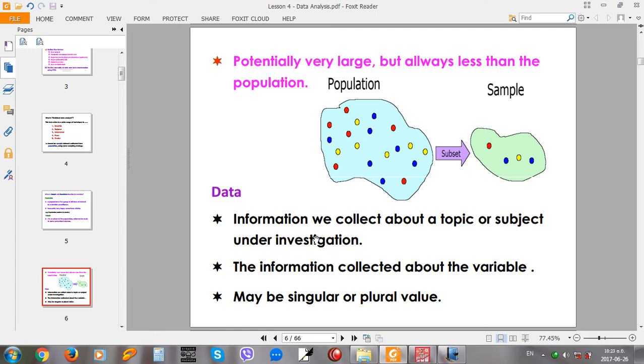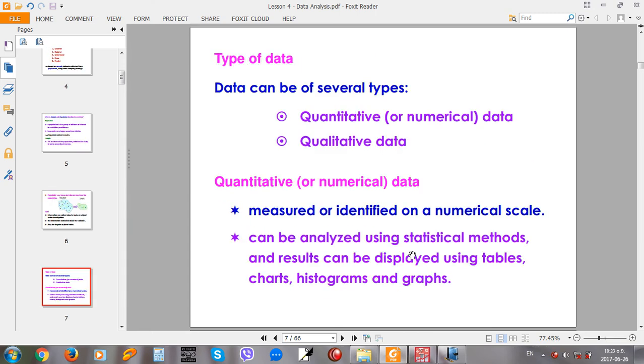Next, data: information we collect about a topic or subject under investigation. The information collected about the variable may be a singular or plural value. So data means the things we collect in research. There are types of data. Data can be of several types, basically two: quantitative, meaning numerical data, and qualitative data. Qualitative data means they are not numerical data, right?